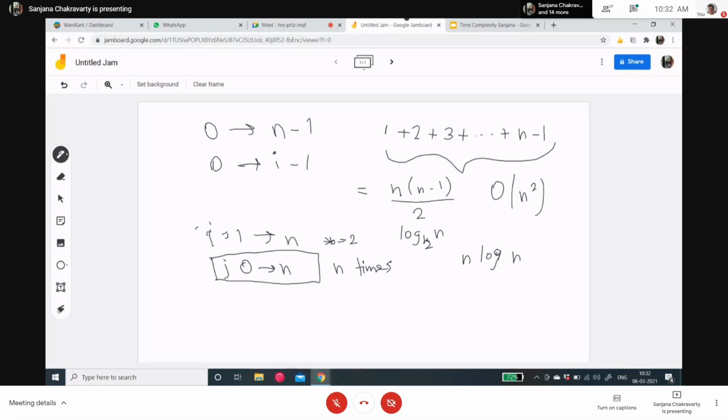It's the unitary method. One iteration takes n times, log n iterations, n log n times. So that will be your complexity.